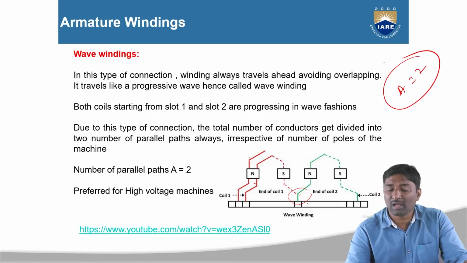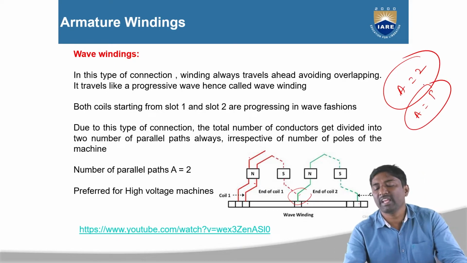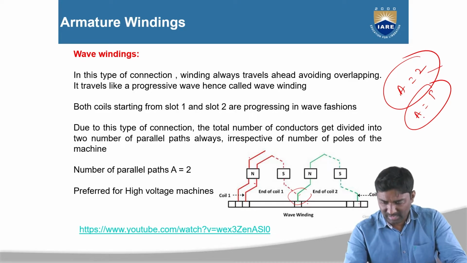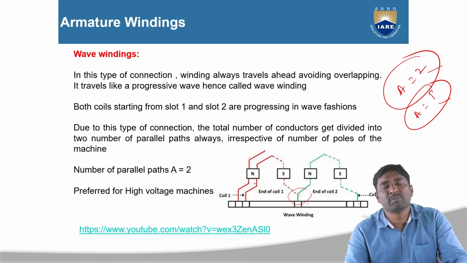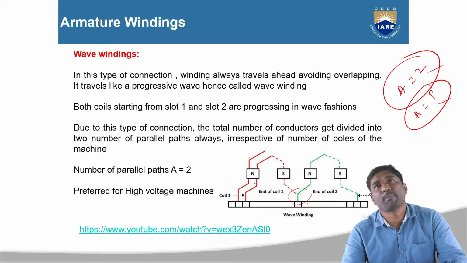In case of the lap winding, what am I getting now? A is equal to P, where A is the number of parallel paths and P is the number of poles. So in case of the lap winding, the number of parallel paths is equal to the number of poles of the machine. But in case of the wave winding, the number of parallel paths is always 2, because it is always progressive in wave fashion.